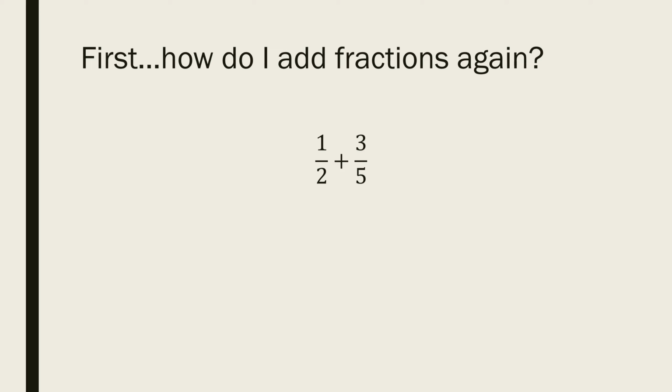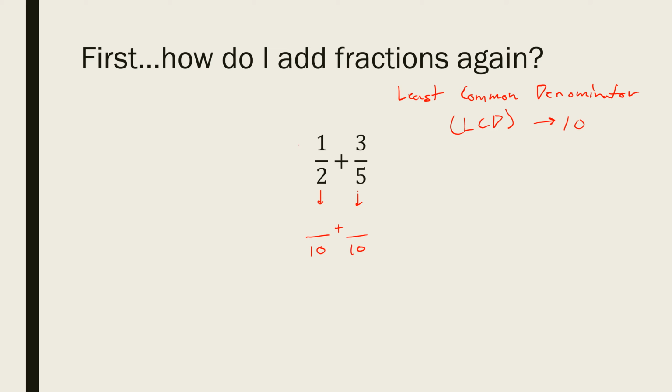So let's remind ourselves how adding fractions works. Unlike multiplication, I cannot just add the tops and the bottoms. That's not how it works. What I need to do is find the least common denominator, or LCD for short. So I need common denominators to add fractions. In this case, I have a 2, I have a 5. I think the LCD is definitely going to be 10. So I need to have this fraction have a 10 on the bottom, and this fraction have a 10 on the bottom.